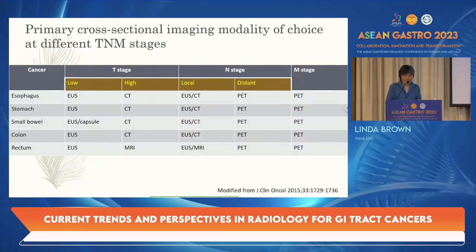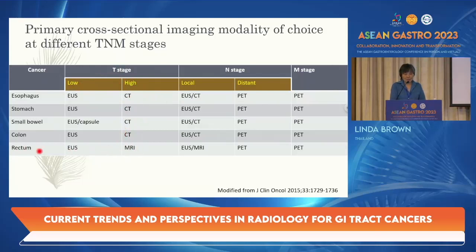And this is another diagram showing the choice of imaging based on TNM stages. If you look at T stage, low T stage, you can see that endoscopic ultrasound has a very dominant role. It's very good to detect an early lesion. But for high T stage, the role would be CT. CT is the bread and butter for T staging.